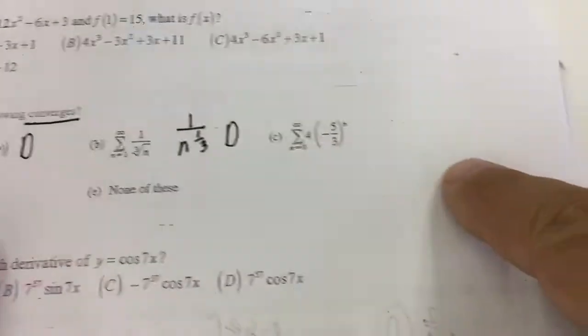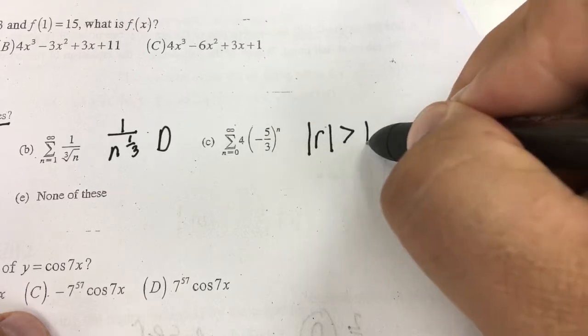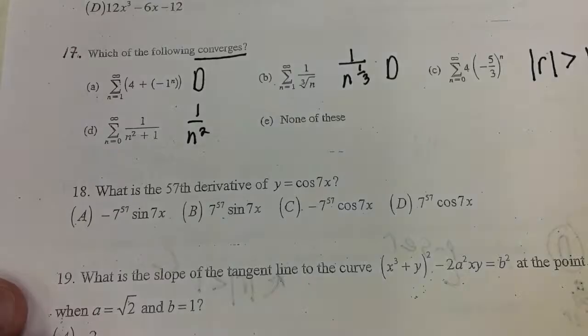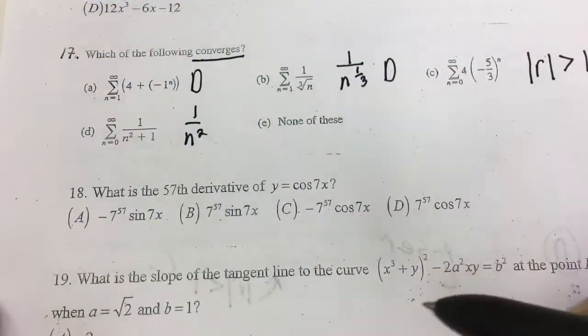So this one diverges. This looks like a geometric series where the absolute value of r is 5/3, and that's greater than 1. So that means that's going to diverge. And this last one can be compared to 1 over n squared, and that's a p-series where the power is greater than 1, and if the power is greater than 1, it converges. So for number 17, the choice is going to be D, converges.